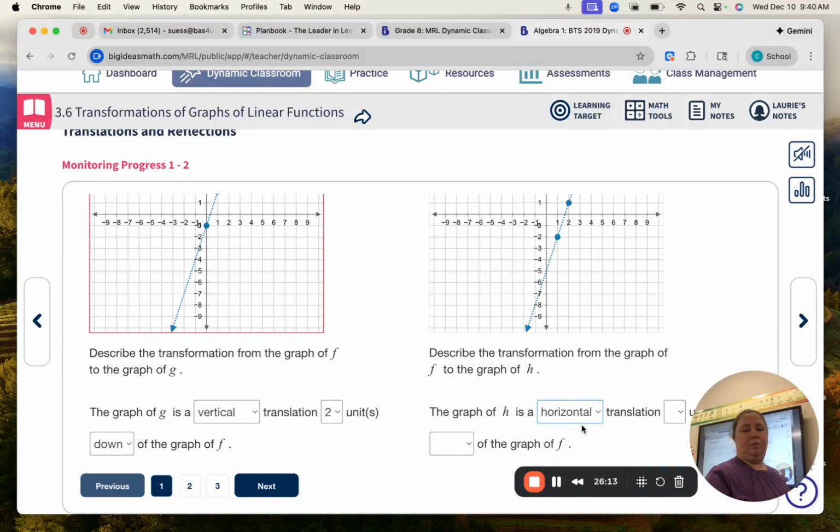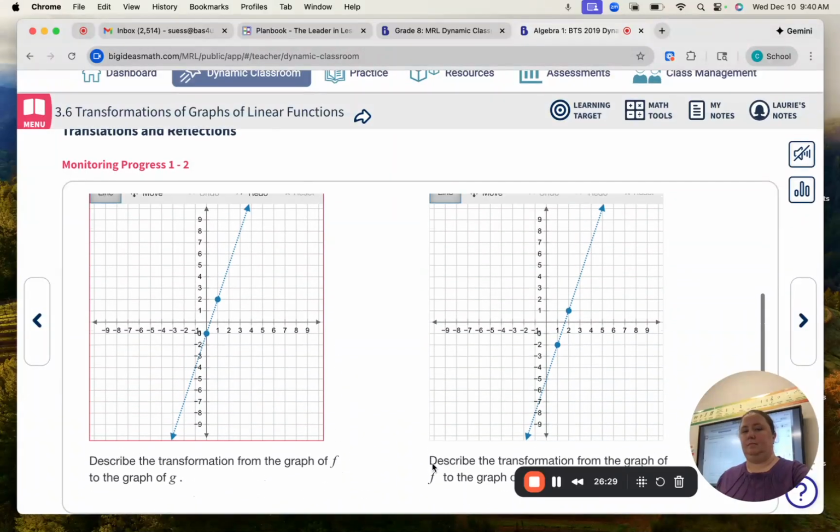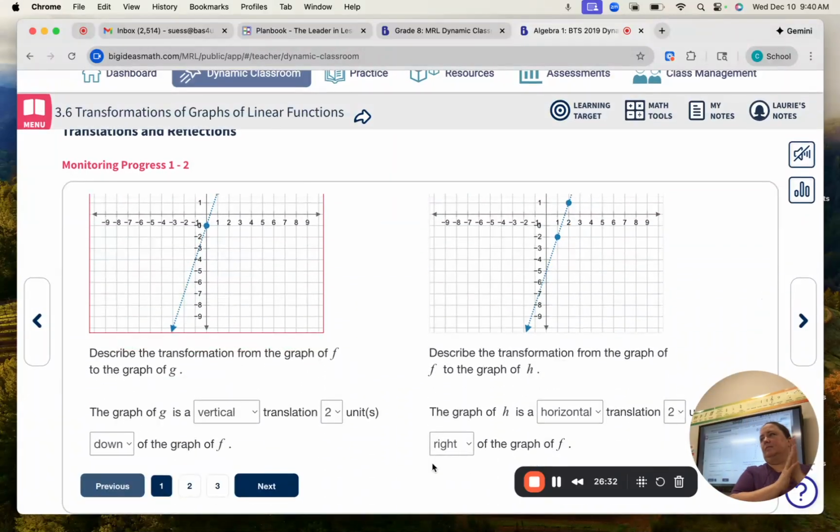This one was what kind of translation? Horizontal. Yep. And how many units did we move? 3. No, it's 1. What's in the parentheses? 2. So we moved 2. And did we go left or right? Right. So horizontal to the right.